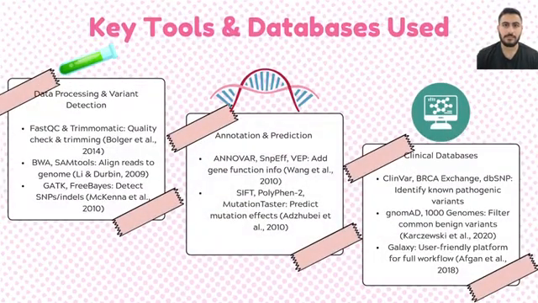This slide shows the main tools used in each step of the bioinformatics workflow. For quality control, we use tools like FastQC and Trimmomatic to clean the sequencing data. Then BWA and some other tools help to align the reads to the reference genome. GATK and FreeBayes are used for detecting genetic variants like SNPs and indels.